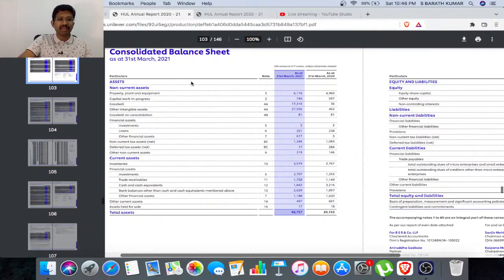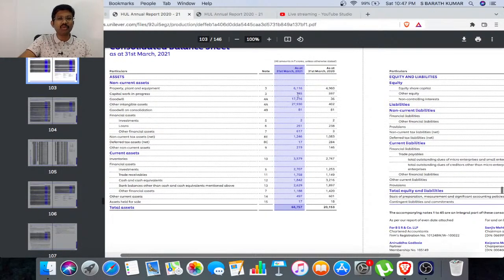Now, in the assets section under the non-current assets, I saw that the goodwill component last year was only 36 crores. This year it is almost 17,300 crores. And then there is another concept, the intangible assets. Earlier it was around 400 crores. Now again it is way off, almost 28,000 crores. So I was a little bit perplexed to know what that is.